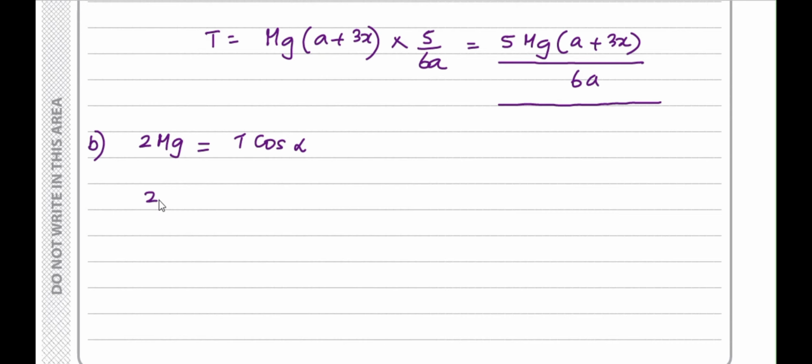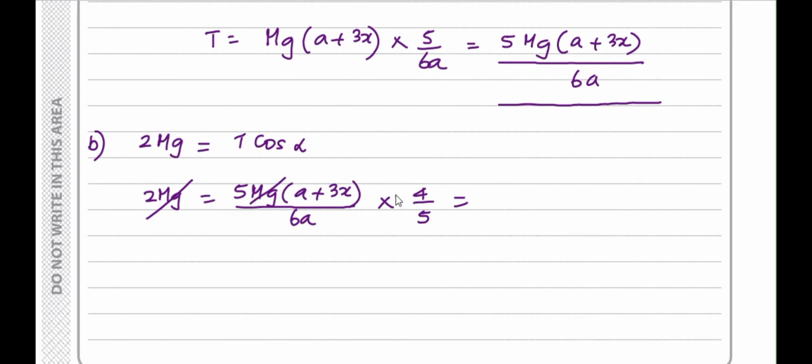That is 2 mg. Let us now substitute the value of T from what we have found out from part A. 5 mg(a + 3x) all over 6a times cos alpha, which is 4 over 5, which is 20. We can cancel the mg from both sides. Therefore, 2 equals 4 times 5, 20(a + 3x) all over 5 times 6, 30a.